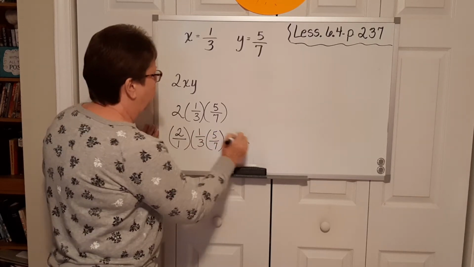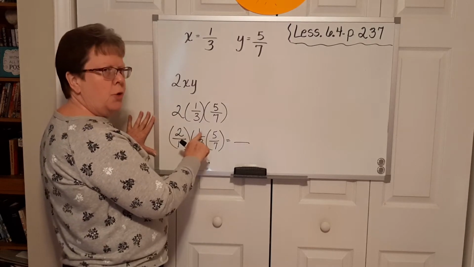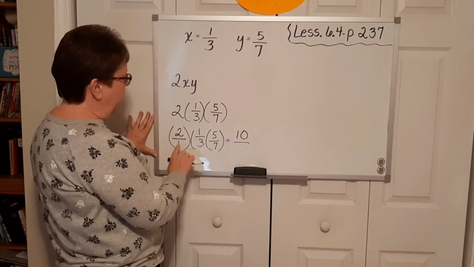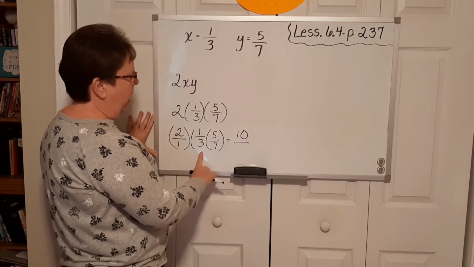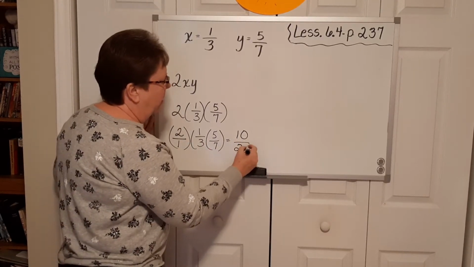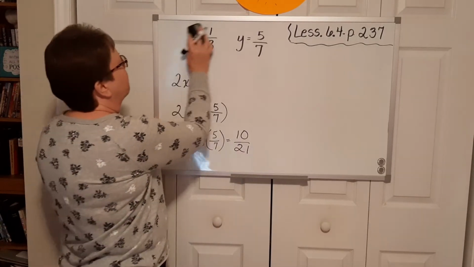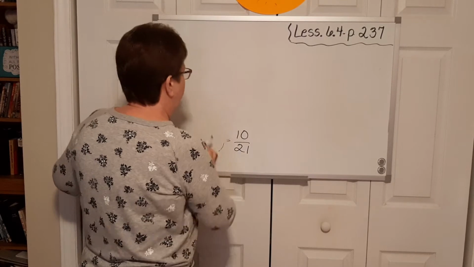Okay, so now we have our problem. We're going to multiply our numerators. 2 times 1 is 2. 2 times 5 is 10. And now multiply our denominators. 1 times 3 is 3. 3 times 7 is 21. So there's our answer. Okay? All right, that's our first example. Let me do another one with you today.